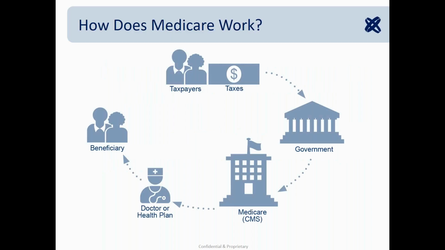So how does Medicare work? Through your payroll taxes, you work, you pay taxes, it goes to the government, which then sends it to CMS, which is Medicare. And then when the beneficiary has a claim, Medicare pays directly to either the hospital or the doctor.